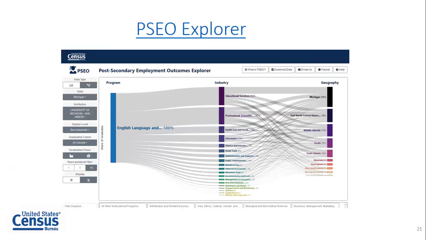In the article, an example about English majors from the University of Michigan's top industries are education, professional scientific and technical services, information, and healthcare and social assistance. This example mirrors the article. The article also mentioned how many graduates stayed in Michigan and how others left and where they went. The bipartite chart from the PSEO Explorer gives you a data visualization of the article. So let's go back to our website.